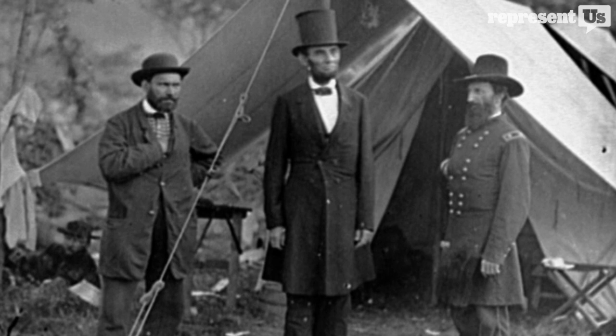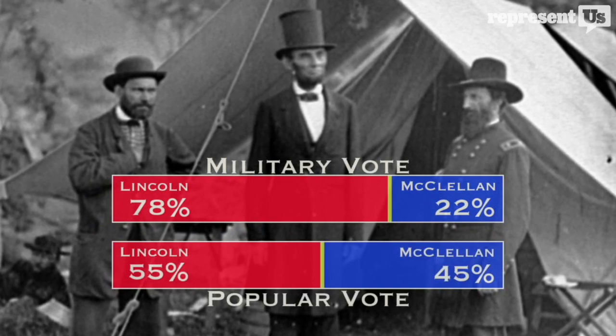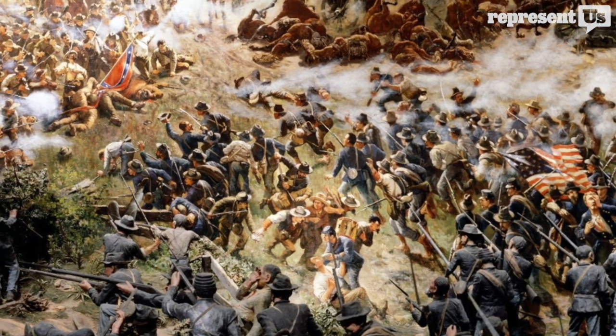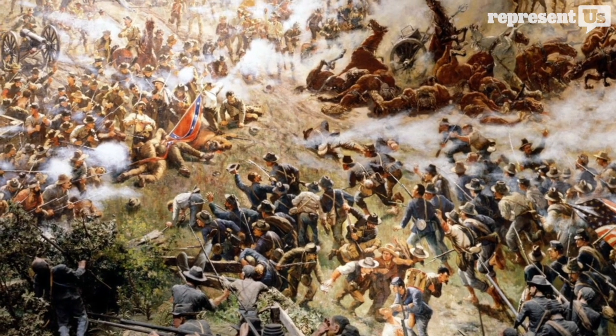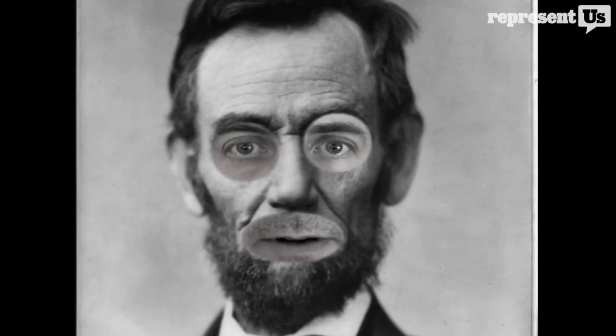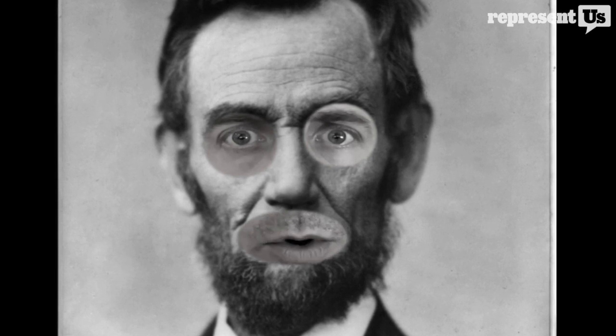So, due to this whole situation, when November came, Lincoln ended up winning 78% of the military vote and 55% of the popular vote. That is a decisive victory, helping him and helping the Union crush the Confederacy and winning the Civil War. And it's all because Lincoln had the balls to put the country before himself and say that democracy is worth fighting for. And protecting this right to vote is the utmost important thing, period. And I'm drunk, and even I know that, okay?